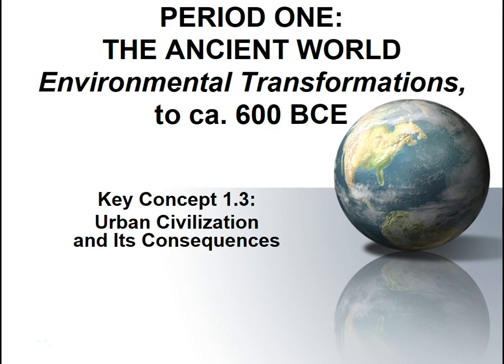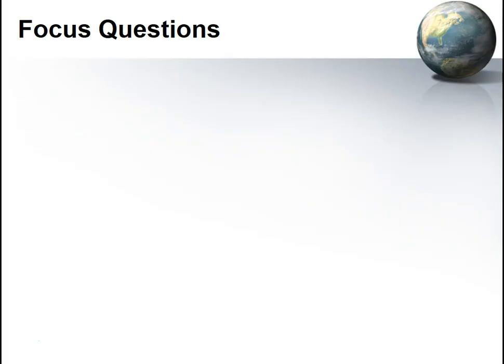We're continuing our examination of the ancient world. This again is the longest period in the periodization scheme we're using in class. In the past day or two, we've looked at the Paleolithic and Neolithic eras. Starting today, we're going to focus on the third key concept, the rise of urban civilization and the consequences it has on human populations. Three focus questions.